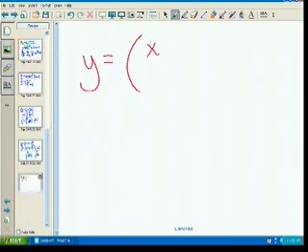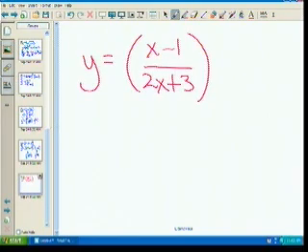X minus 1 over 2x plus 3, that quantity to the fifth. Now, I picked this problem specifically because these are the kind of questions that you usually ask when you're starting with the chain rule: I see a quotient here and I also see something to a power here. What do you start with? Do you start with the quotient rule or do you start with the so-called extended power rule?